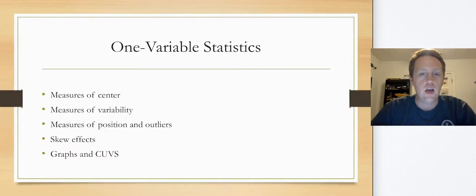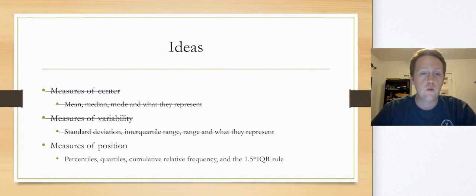All right. This we already talked about in one variable statistics part one. This is just an overview of everything that we'll talk about. We already talked about measures of center and measures of variability. In this video, we got to talk about measures of position, including percentiles, quartiles, cumulative relative frequency, 1.5 IQR, and we're also going to talk about z-scores. I didn't write it there, but we're going to talk about z-scores there as well.